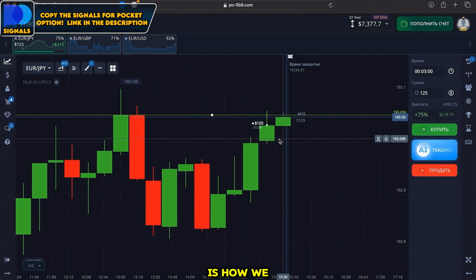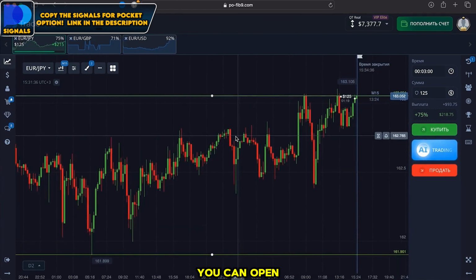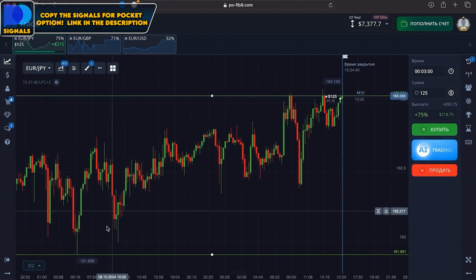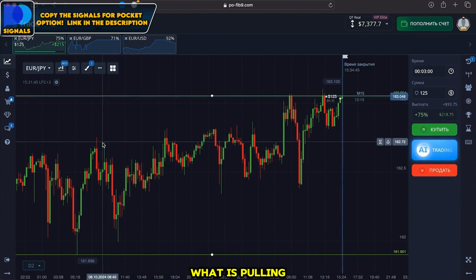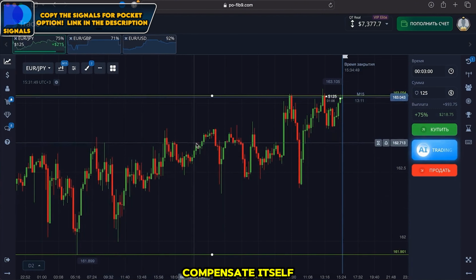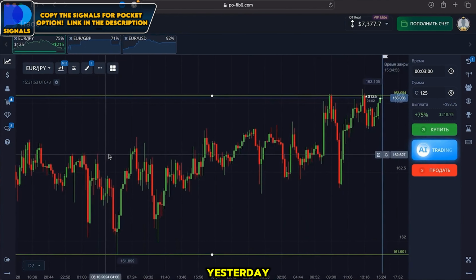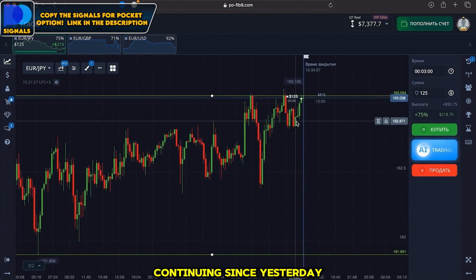In general, this is how we trade. That is, we first look at how the trend is going. You can open on the same Euro GPA, because you just saw how the trend is going here. I already explained to you that it is upward. What is pulling back on itself, that is, turning down, begins to compensate itself. And this has been continuing since yesterday, if I'm not mistaken. Yes, this has been continuing since yesterday.